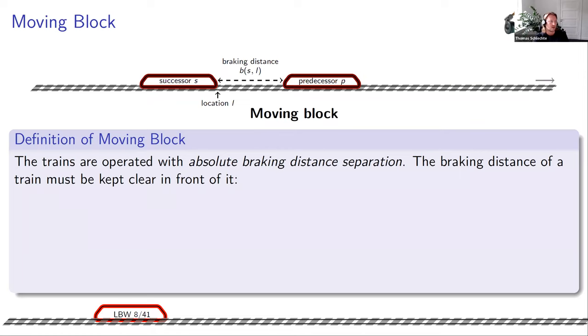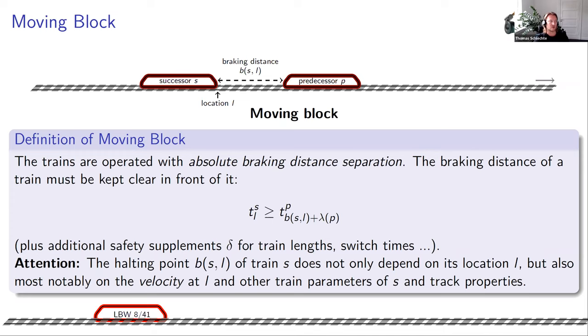Okay, the definition is then written here. Trains are operated with braking distance, which means that the braking distance of the train must be clear in front of it. So the time when the successor train is at position L must be larger than the time the predecessor is at the braking point of L with respect to the location L. And obviously with respect to the velocity of the successor, because that basically defines the location where it stops. You can also imagine incorporating the lengths of the train and other safety measures, but that's basically what we consider in our work.